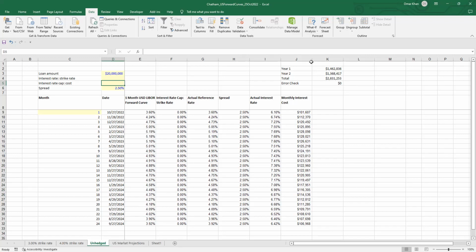Right? So in this case, you see year one, you're now paying, instead of paying 1.1 million in the 3% strike rate, or in the 4% strike rate, 1.293 million, you are now paying $1.462 million. And in year two, there's a little bit of a change, and your total interest costs in this unhedged scenario are 2.8 million. In the 4% case, it was 2.59 million. And in the 3% case, it's 2.2 million, right?